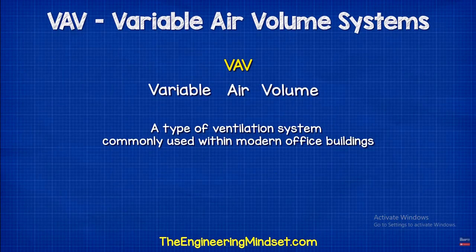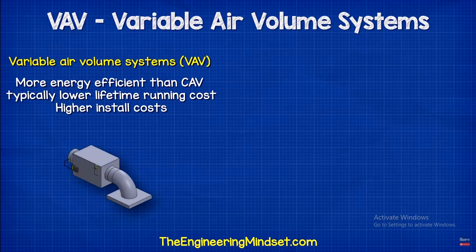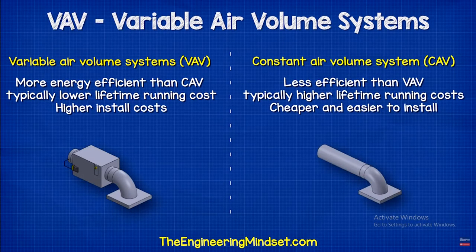This is a type of ventilation system which is commonly used in modern office buildings. The temperature of the supply air is kept constant, but the volume or flow rate of air supplied is varied. Variable air volume systems are far more energy efficient compared to its predecessor, the CAV or constant air volume system.